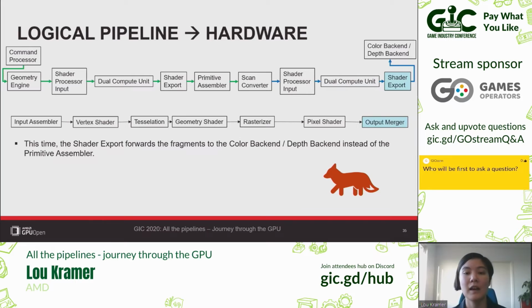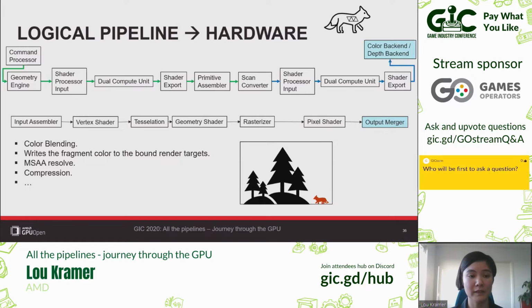And then after the compute unit is done with executing the pixel shader, the shader export forwards the pixels, also called fragments. This is just DirectX speak versus OpenGL Vulkan speak. Then it forwards the pixel fragments to the color and depth backend. And the color and depth backend does color blending in case we have transparency. It also does some other stuff, like MSAA resolve, compression. It's not really important now what all this means. And ultimately it writes out the pixel color to the bound render targets.